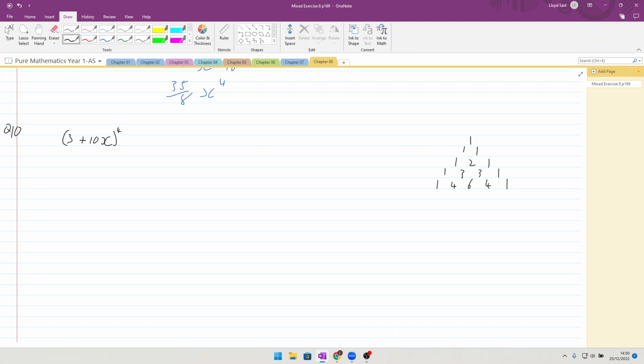Okay, and these values here of 1, 4, 6, 4, 1 are the values of the nCr. So if we did 4C3, we end up with 4. If we do 4C2, we get the 6. Okay, so it's just coming down here.